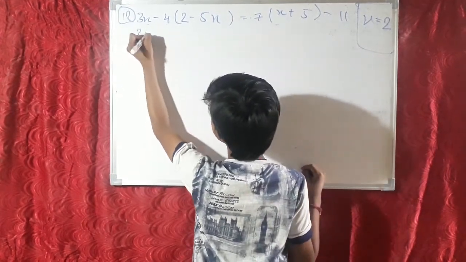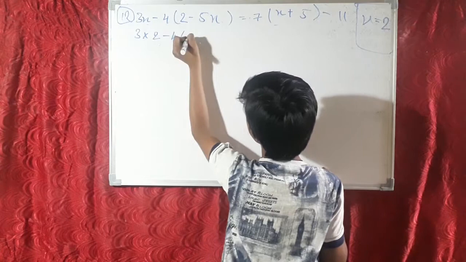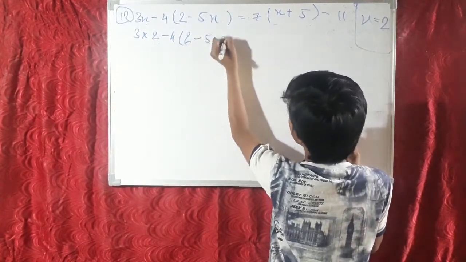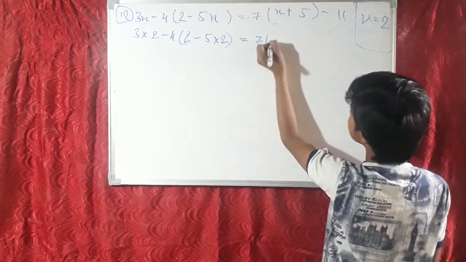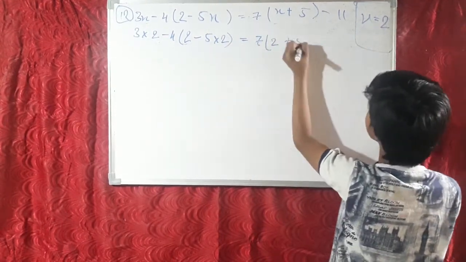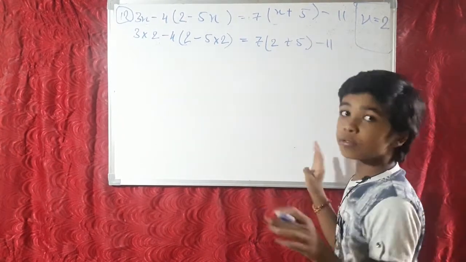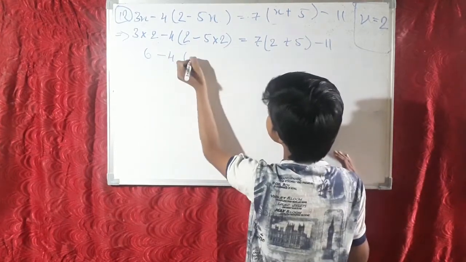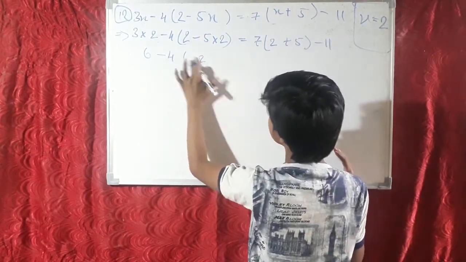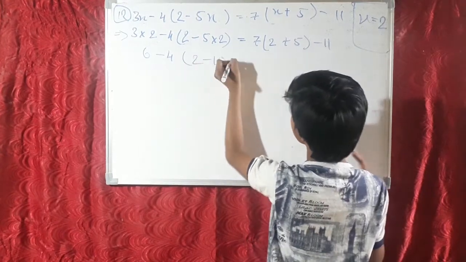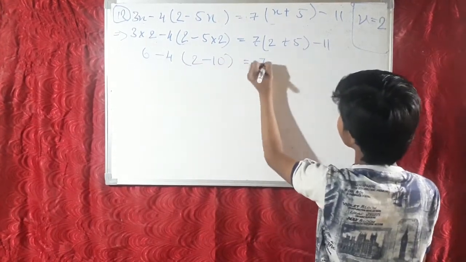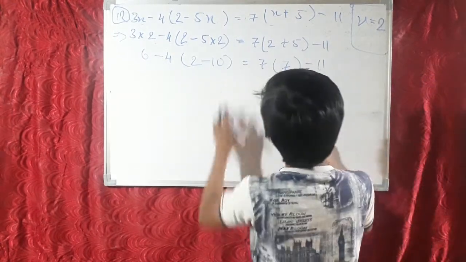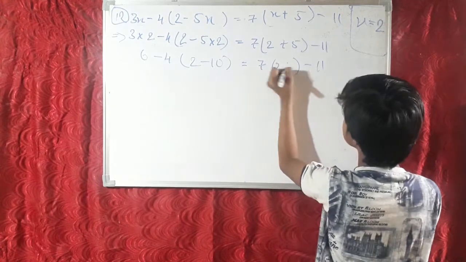So 3 multiplied by 2 minus 4 bracket 2 minus, it will be multiplied, bracket close is equal to 7 multiplied by 2 plus 5 minus 11. And now we have to solve this, 3 times 6 minus 4, and when it is solved, minus 2, sorry, it will be 2 minus 10, and bracket close is equal to what, 7 times 2 plus 7 is equal to minus 11. And now here it will be 2 plus 5.